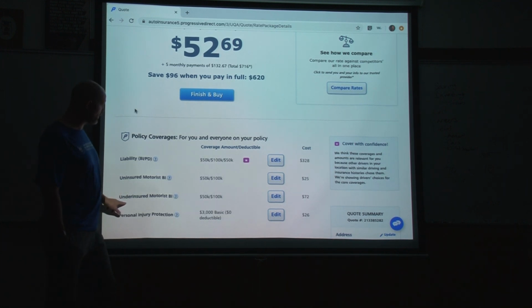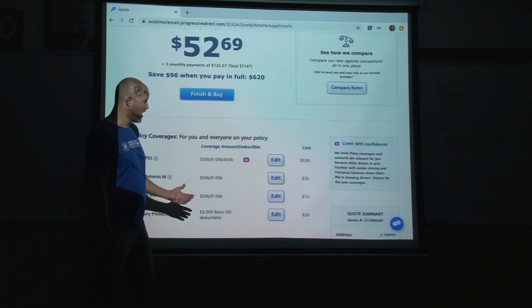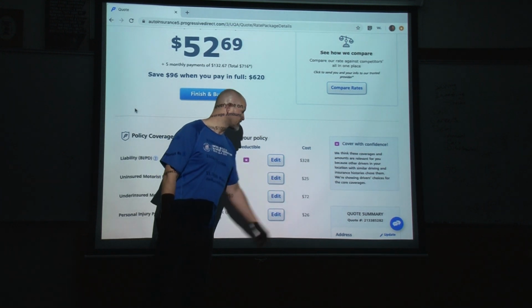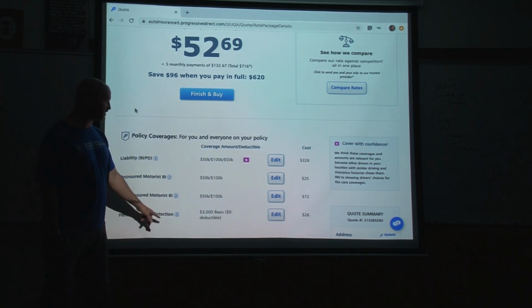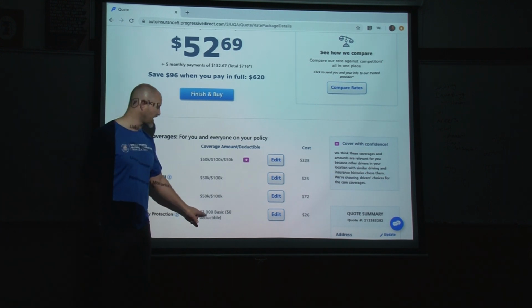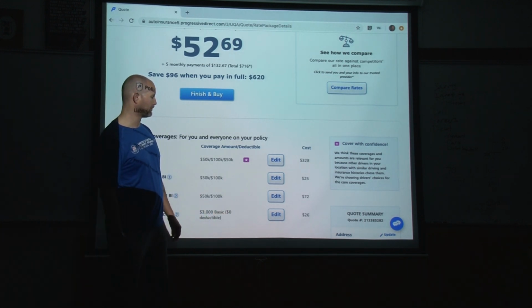Okay, underinsured motorists is if you get in a car accident with somebody that doesn't have enough insurance to protect your car. And you'll notice that is $72 for that part of the coverage. Personal injury protection is like if somebody gets injured in the accident, they cover up to $3,000 per person involved. There's no deductible on that, okay?